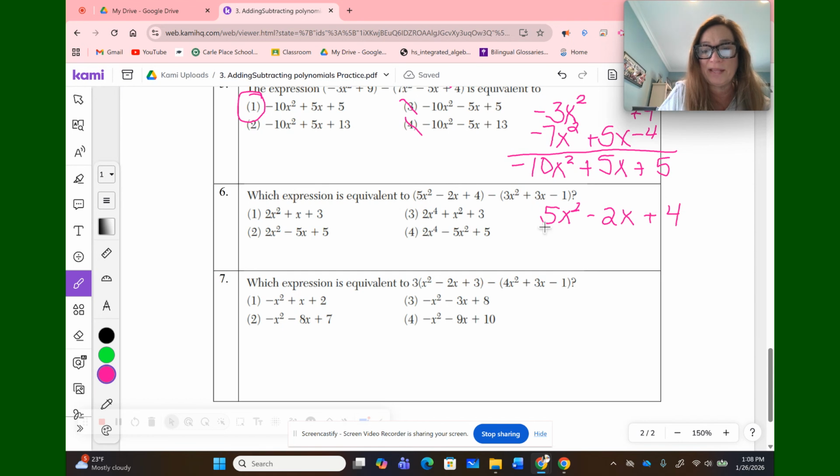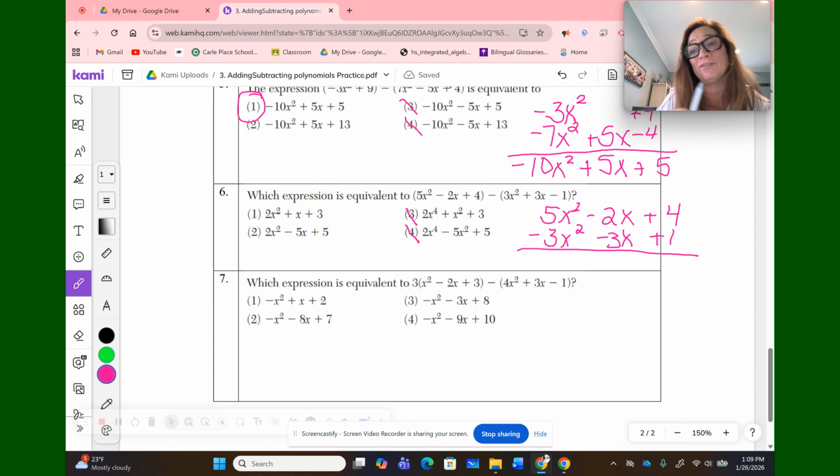All right. So you got 5x squared minus 2x plus 4. And you're distributing the negative, so that becomes negative 3x squared minus 3x plus 1. Okay, so that's going to give me 2x squared. So those are both out because you never ever change an exponent when you're adding or subtracting. And then that gives me negative 5x right there. And again, you can check it on your calculator.